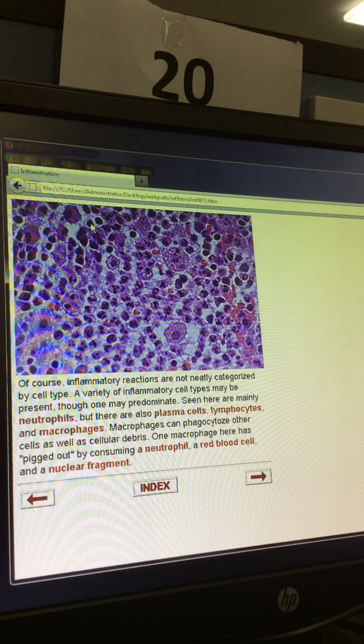You can see it in chronic inflammation. We can have also this one, with an eccentric nucleus and cartwheel chromatin. This is called the plasma cell. The macrophages can eat the normal tissue and the organism also. So you can see here that there are neutrophils inside the macrophages and RBCs with fragmented nucleus.